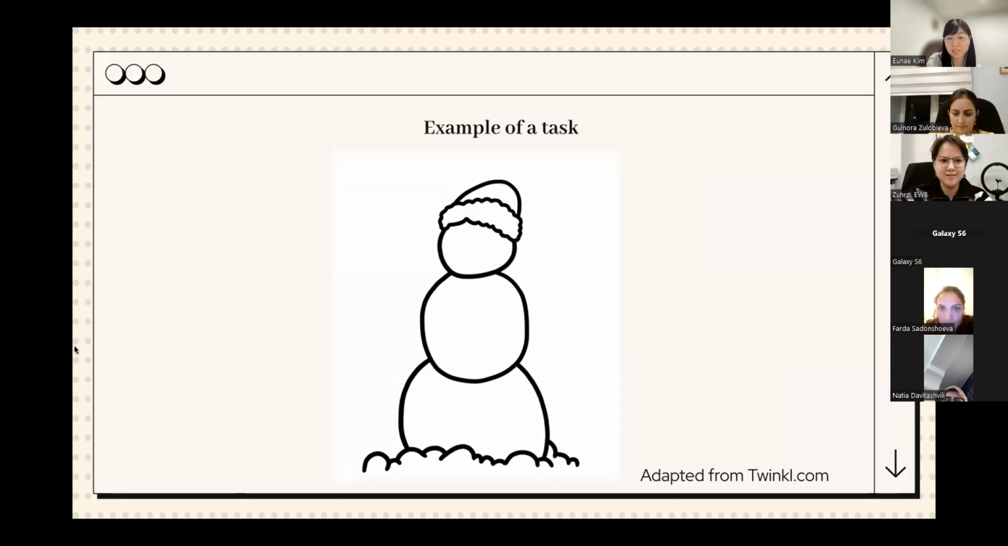On the top circle, you can see here, there are 3 circles, right? On the top circle, draw 2 coal eyes, a carrot nose, and a smile on the snowman's face. Draw 6 different sized snowflakes falling from the sky.